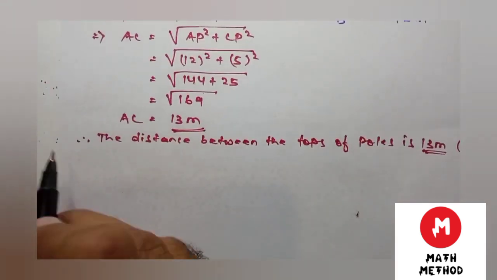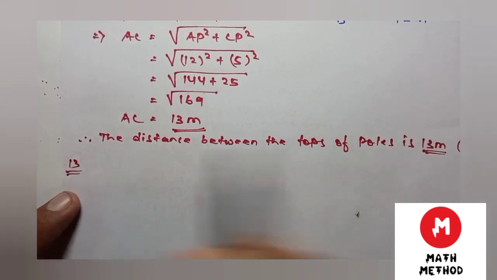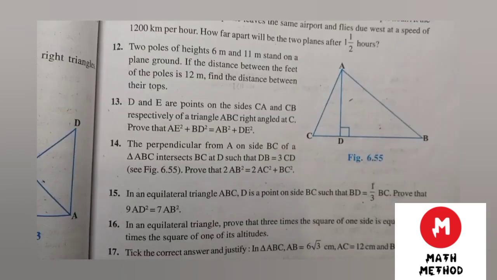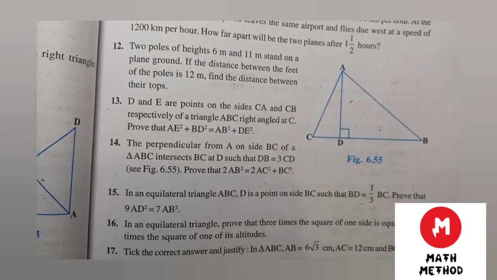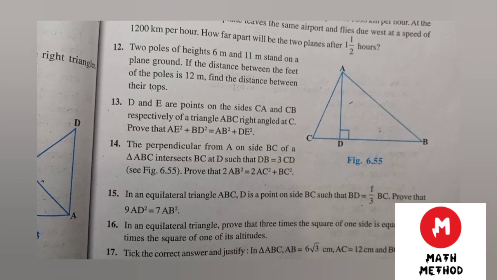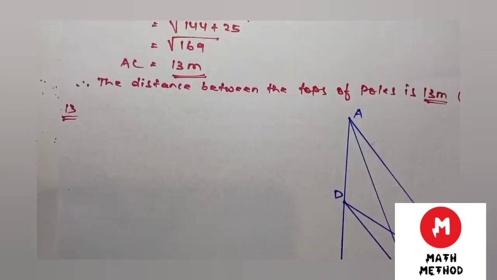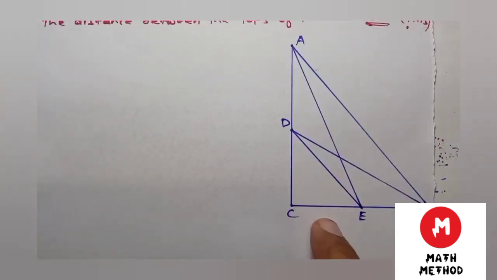So here we end with question number 12. Now question number 13. D and E are points on the sides CA and CB respectively of a triangle ABC, right angled at C. We have to prove AE square plus BD square is equal to AB square plus DE square. Let's start with this figure for question number 13.